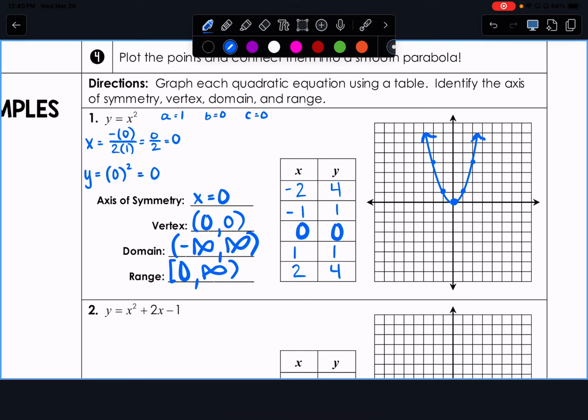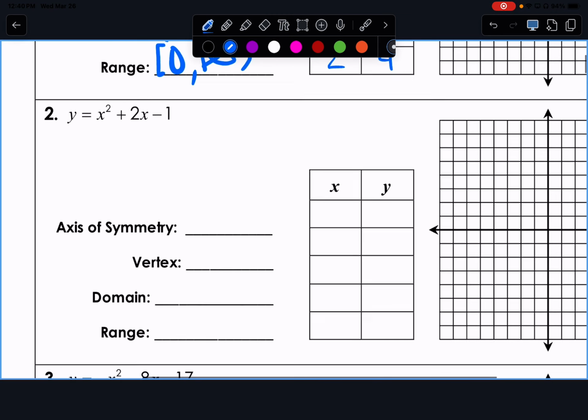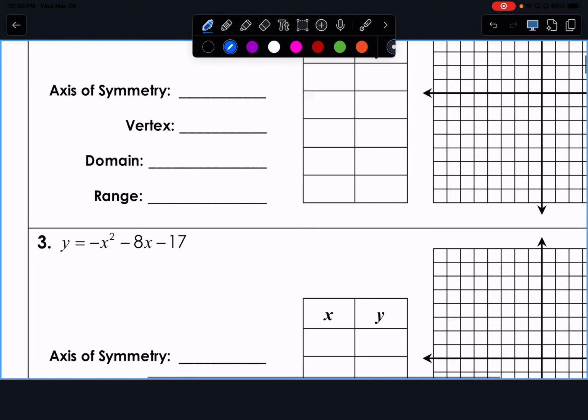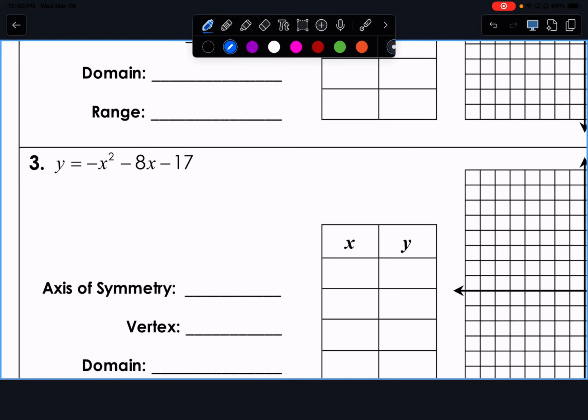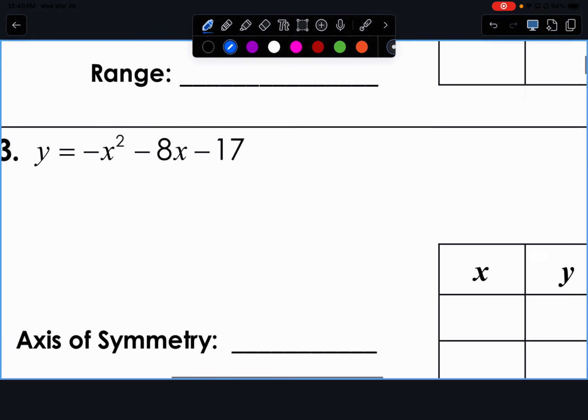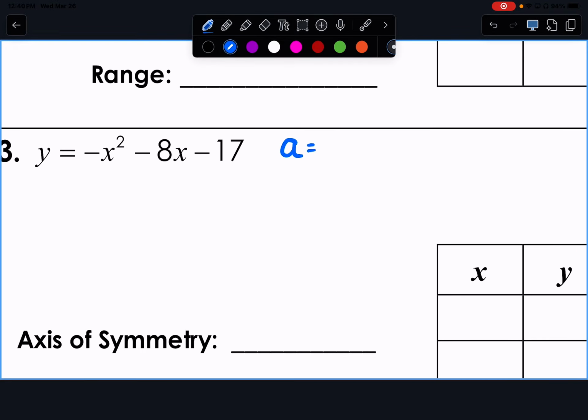So let's look at number 2, and we're going to do it for number 2 as well. Actually, let's do number 3, just because I think we only really have time for one more. Okay, so for number 3, what is A? What is B? What is C? So we're going to start by finding what? So we'll do x is equal to negative b over 2a. So we have a negative, then we have our parentheses. What do I need to plug in for b?